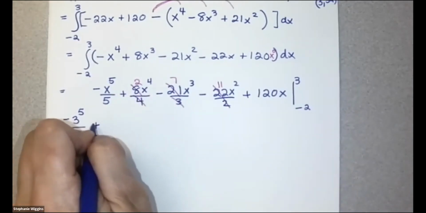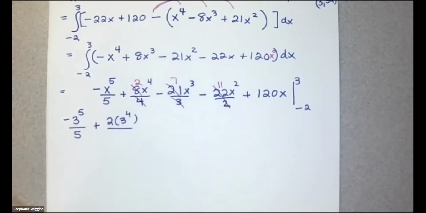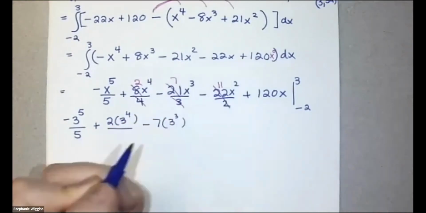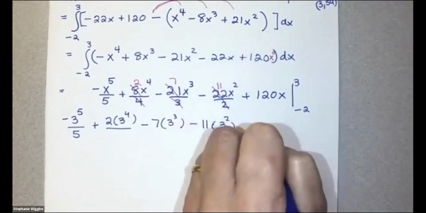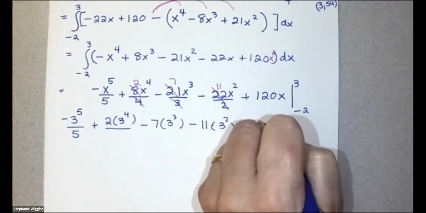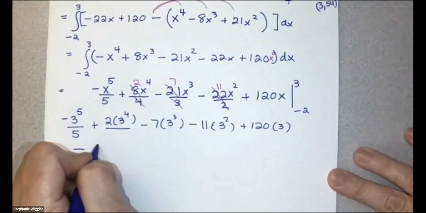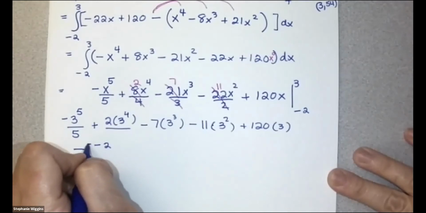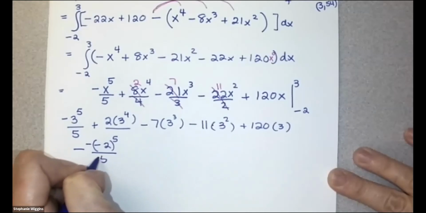Here then we get plus 2 times 3 to the 4th, because the 4 cancels with the 8. Then we have minus 7 times 3 cubed, minus 11 times 3 squared, plus 120 times 3. And then we're going to subtract from that negative 2 to the 5th over 5.